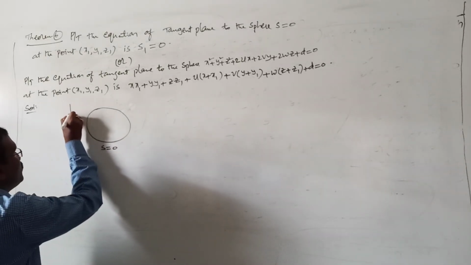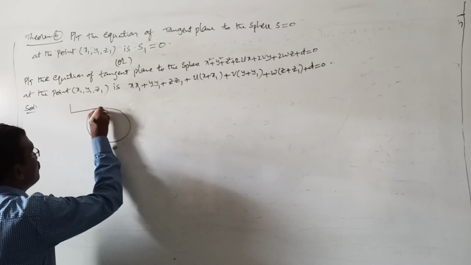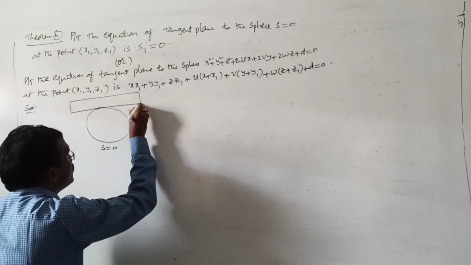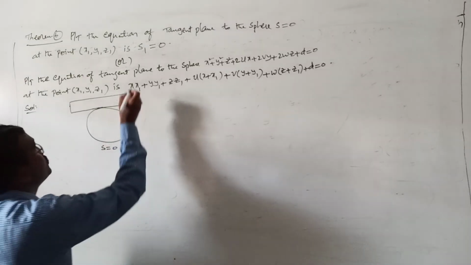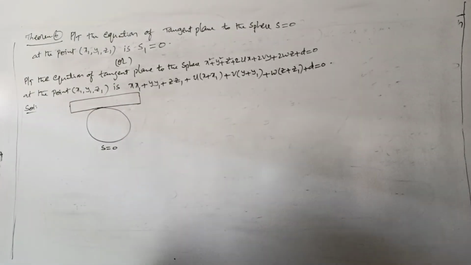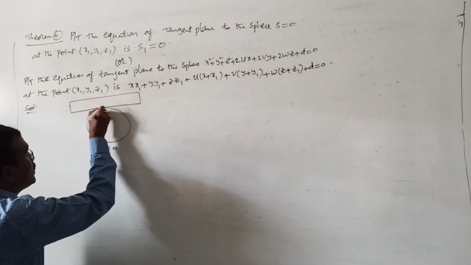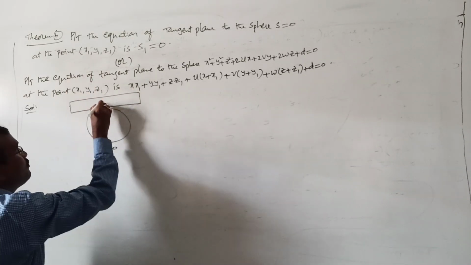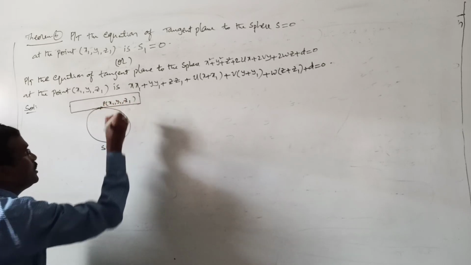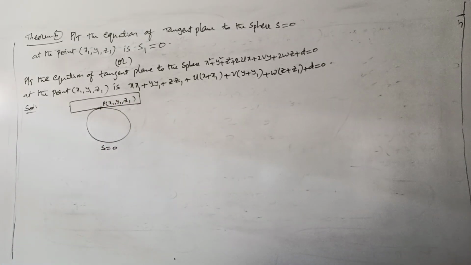This is your tangent plane. We have to form this tangent plane equation only, right? This is the plane equation you have to form. In the question they have given the point of contact, that one I am denoting with P. What is that? x1 y1 z1, that is the point of contact, right?